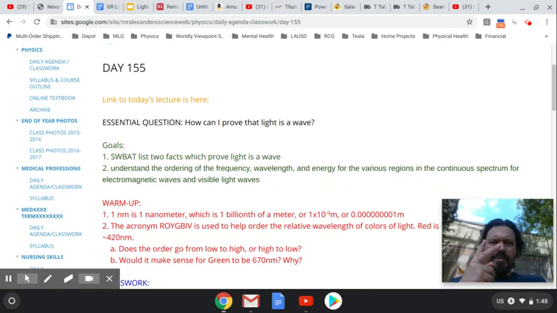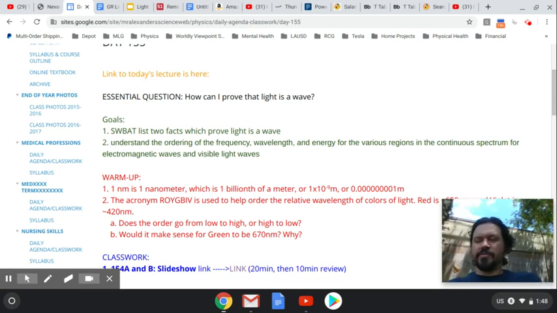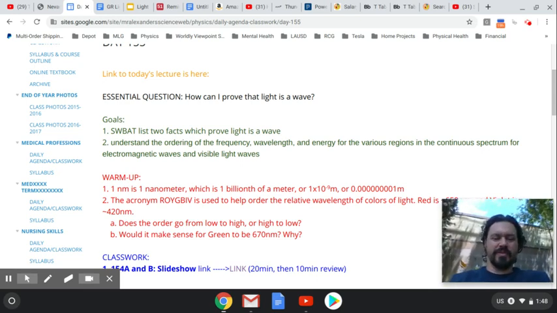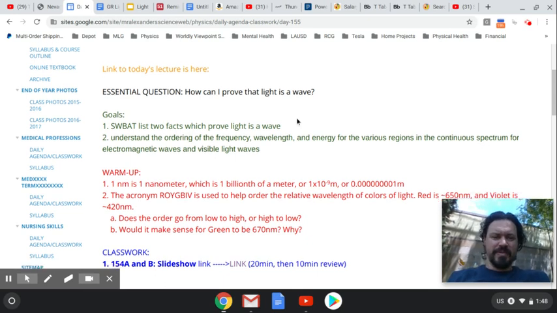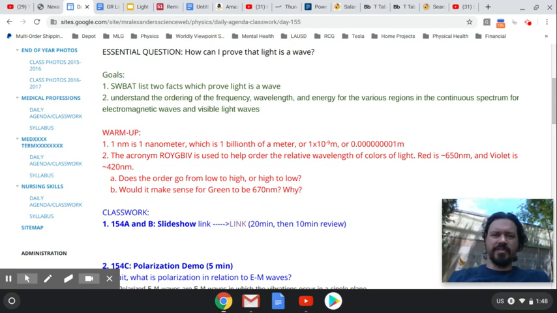How many goals for today? There are two. List two facts that prove light is a wave and understand how frequency, energy, and wavelength relate to electromagnetic waves and visible light waves, which is the part of electromagnetic waves that we can actually sense. That's what we see. So for your warm-up, we've got a couple of questions. If you haven't done those yet, please pause and do them now.